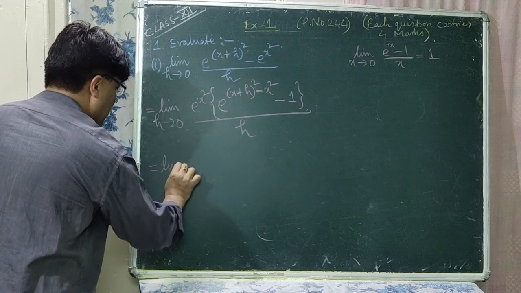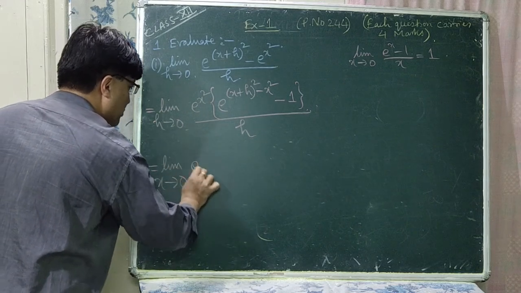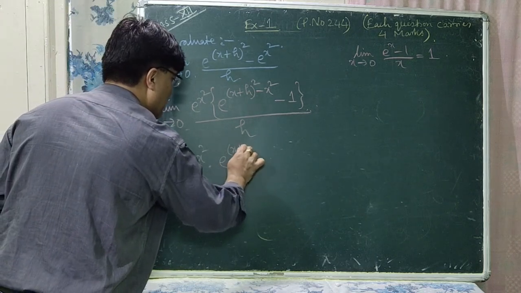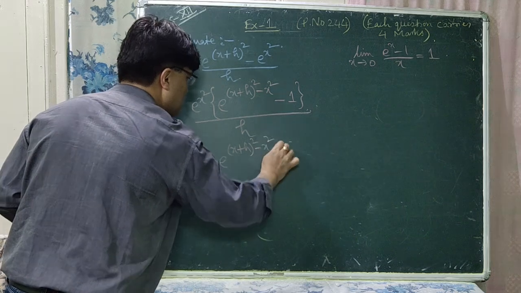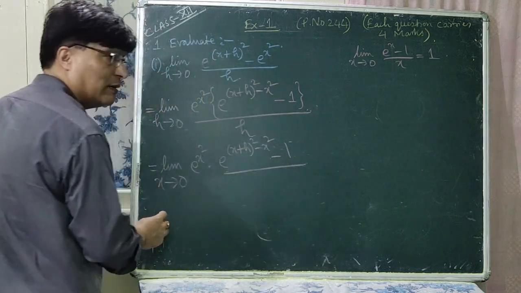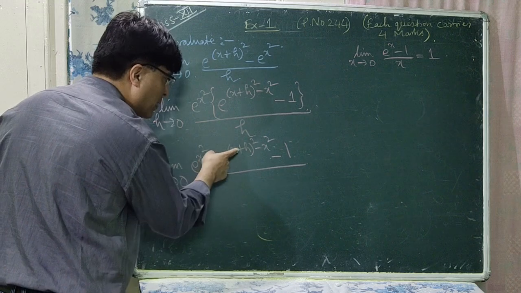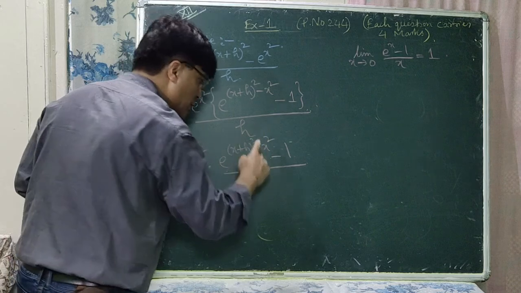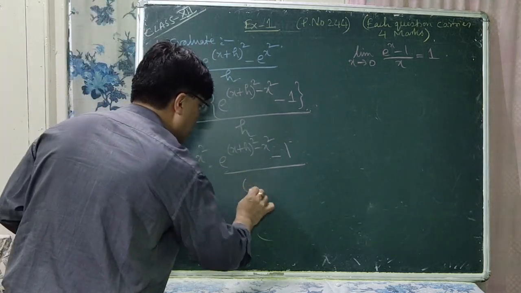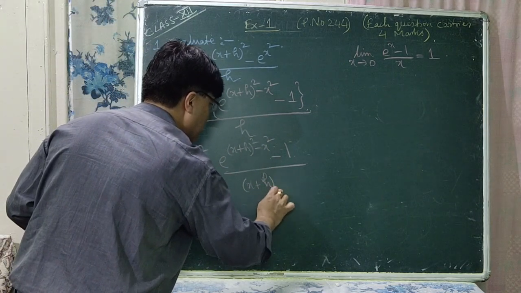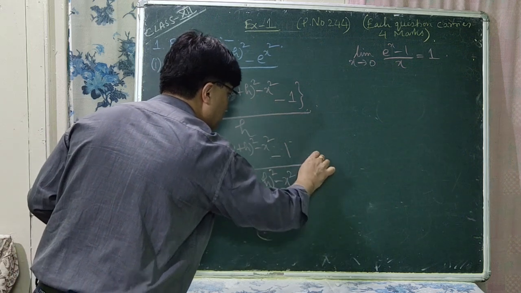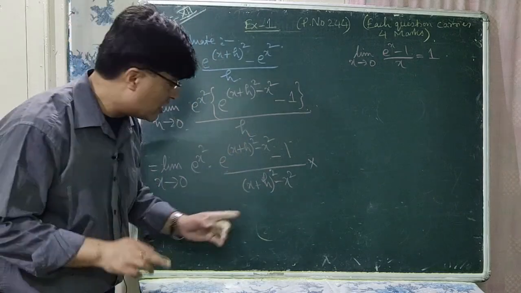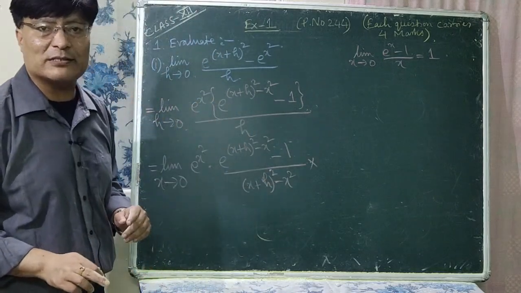So it is equal to limit x tends to 0, e to the power x square into, this is your e to the power (x plus h) whole square minus x square minus 1 whole divided by (x plus h) whole square minus x square. So it should be divided by x, but actually what is x here? x plus h whole square minus x square. We are writing it ourselves.